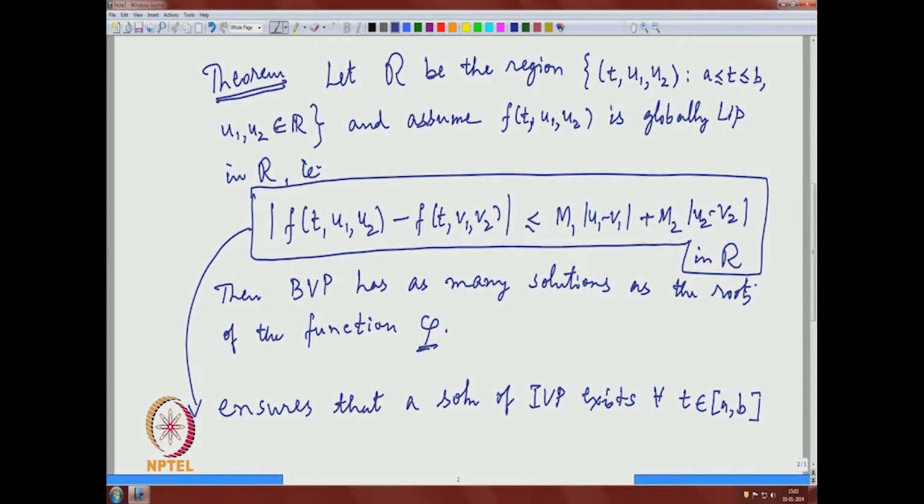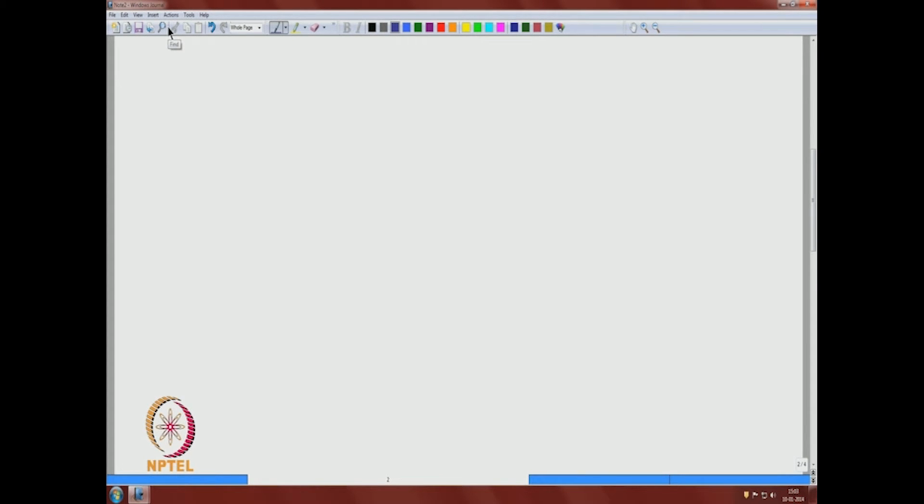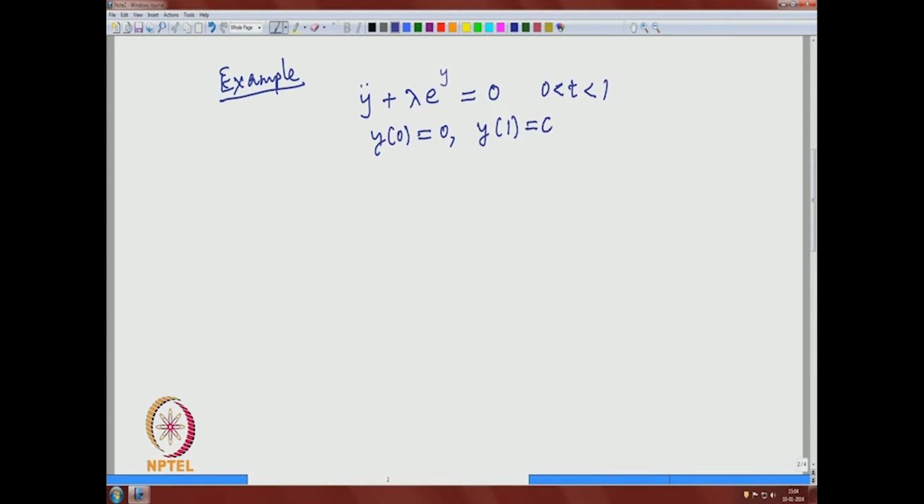So, in fact, let me give an example. It involves somewhat difficult integration, but it is doable. This is again a second order equation. Let me write y double dot plus lambda e to the y is equal to 0 in 0 less than t less than 1, and y(0) equal to 0, y(1) equal to 0. Let us consider this BVP.